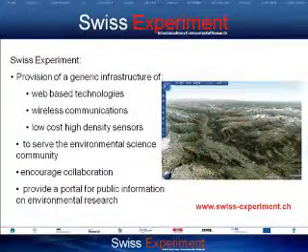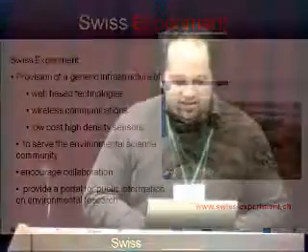Okay, so we are working on a Swiss experiment, obviously in Switzerland, and the Swiss experiment project has its aim at providing a generic infrastructure using web-based technologies, wireless communication, and a lot of high or low-cost sensors. And the main goal is to support multiple environmental science projects and to foster collaboration between these particular projects. The data that we gather in this infrastructure is not only meant to be available to the project partners, but should be made publicly available so that everybody can participate in this monitoring process.